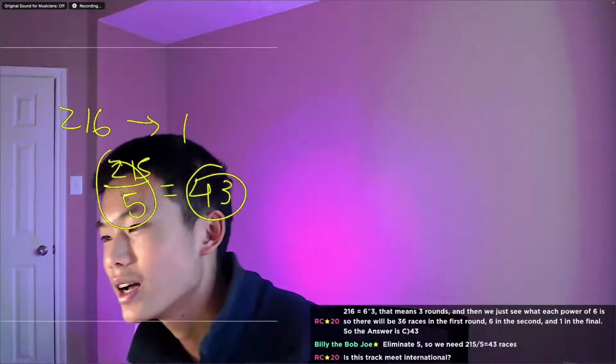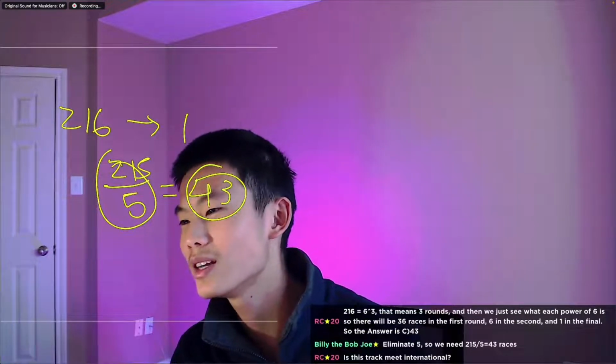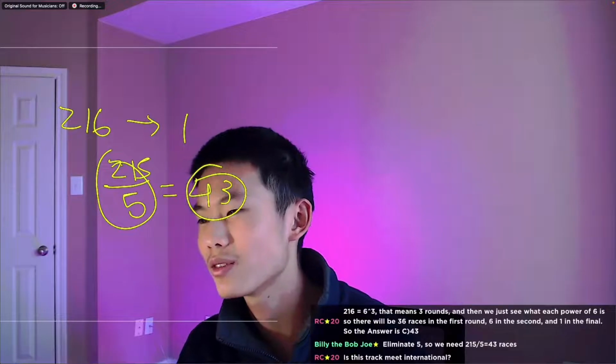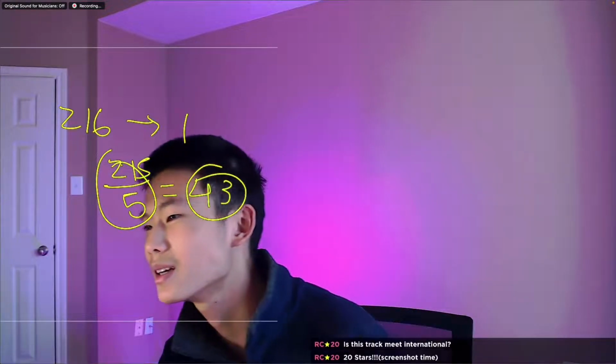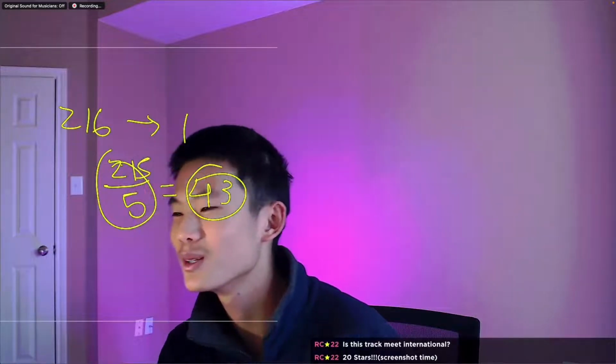Is this track meet international? Yeah, it's like the World Cup of track, basically. So we have all the different countries, and they each have 1 sprinter, and it's to figure out who the best country is, basically. Nice, 20 stars. I'll give you 21, just because you're so cool.